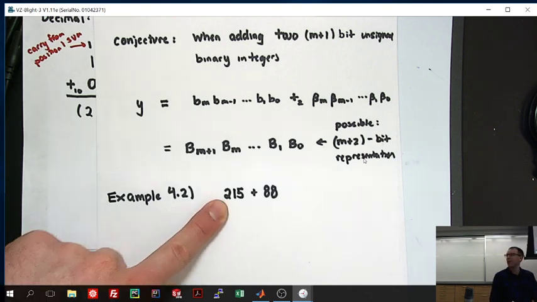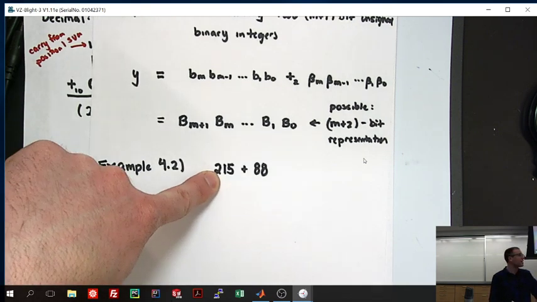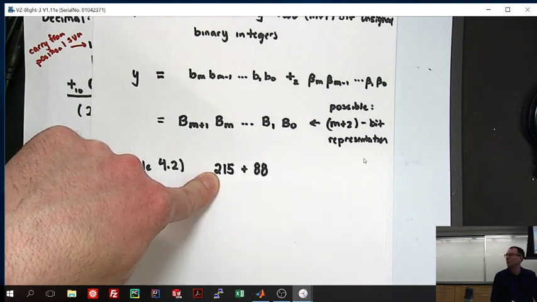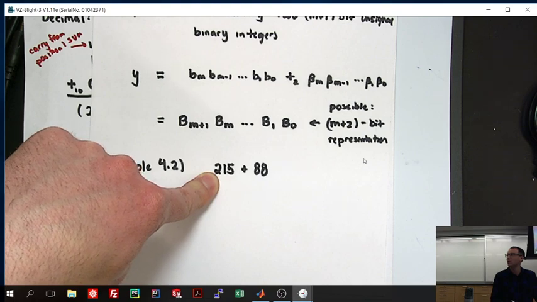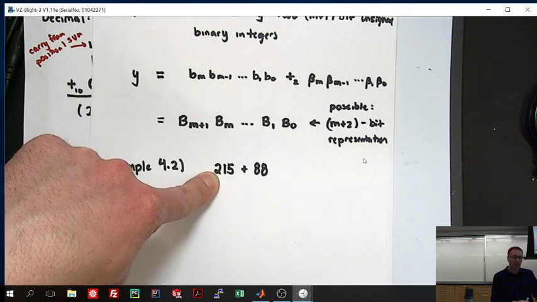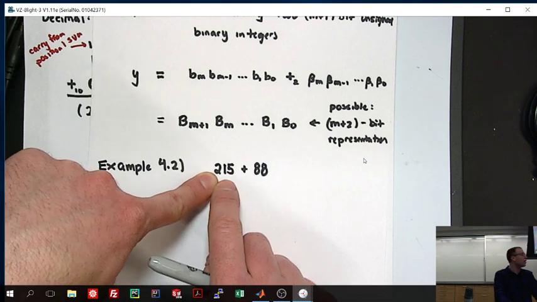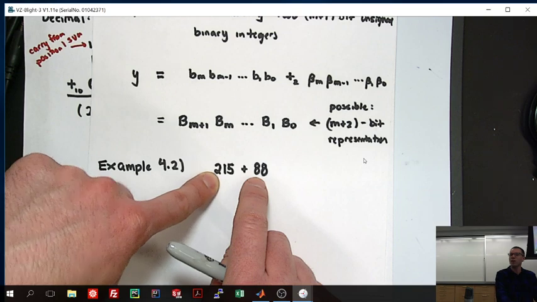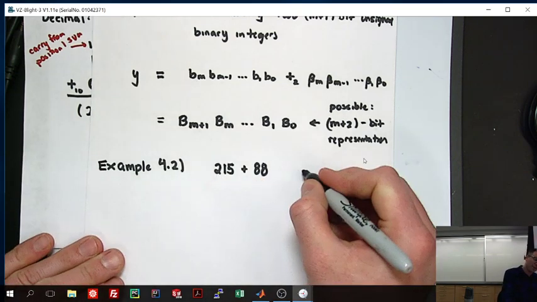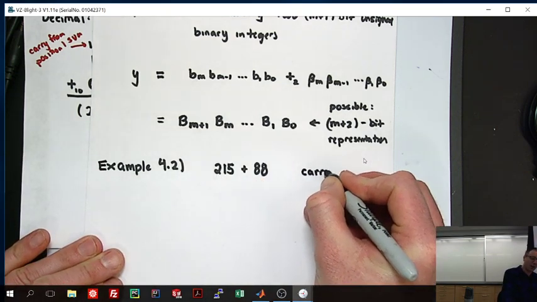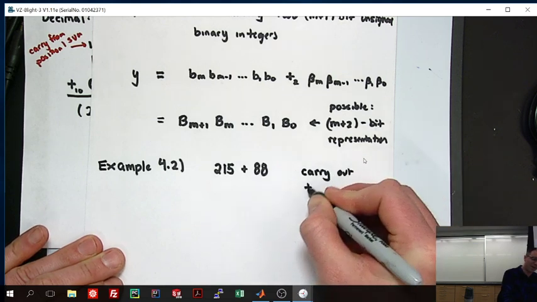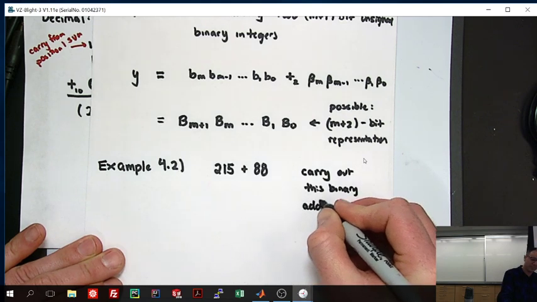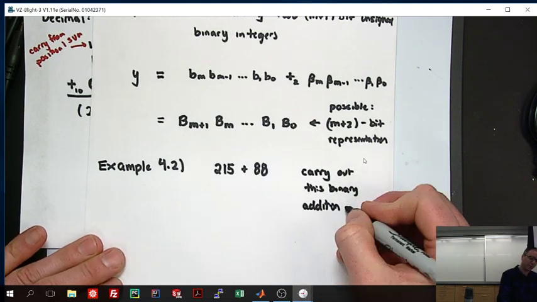So we might say uint8 would be a really nice data class here, right? Because what's the largest number that uint8 would allow you to capture? 255, right? So this one surely is below 255, and this one surely is below 255. So now go ahead for yourself and carry out this binary addition as we did above by hand.